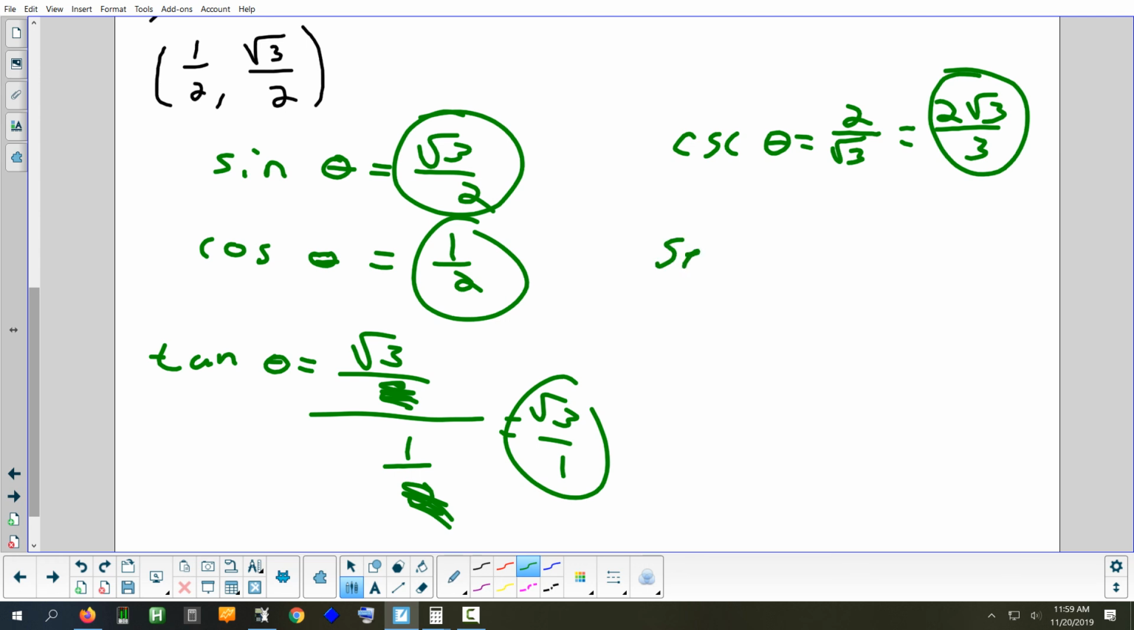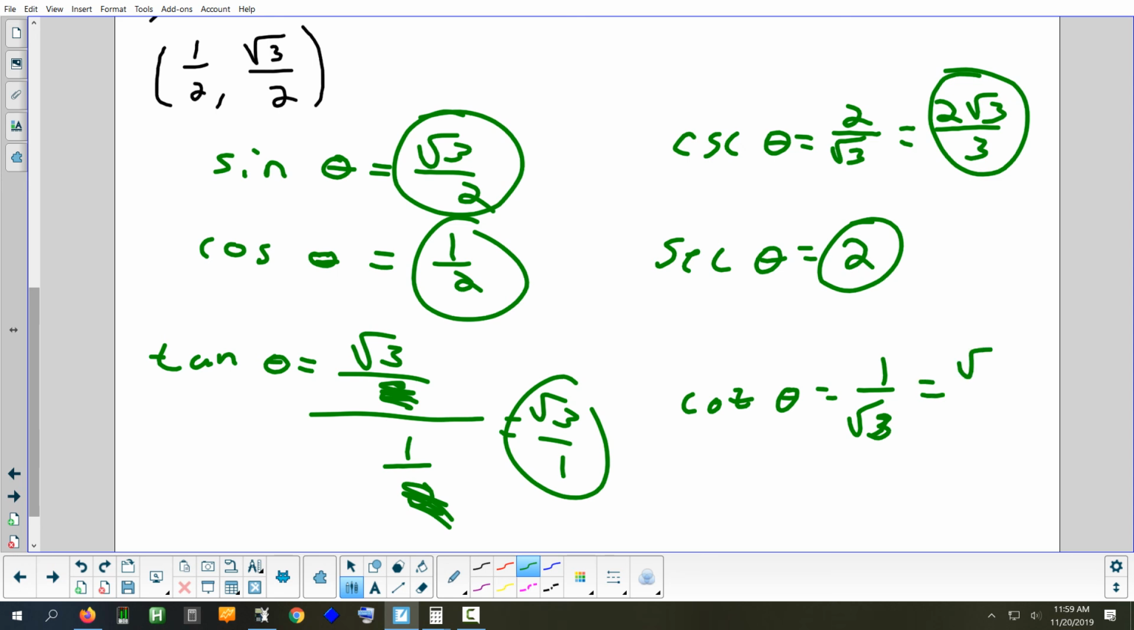How about the secant? 2. Yeah, that one's easy because there's no root, so nothing we need to fix. And the cotangent? 1 over square root of 3 over 3. Yep, so start with that. That's a 3. 1 over the square root of 3. And when you fix it, square root of 3 over 3. Again, that would be 6 separate questions.